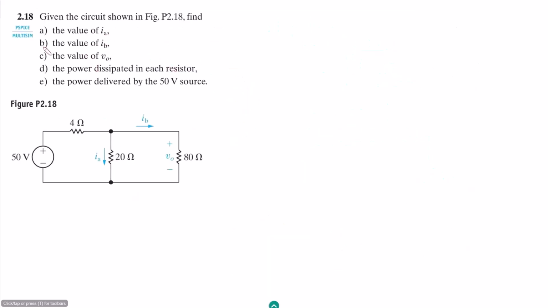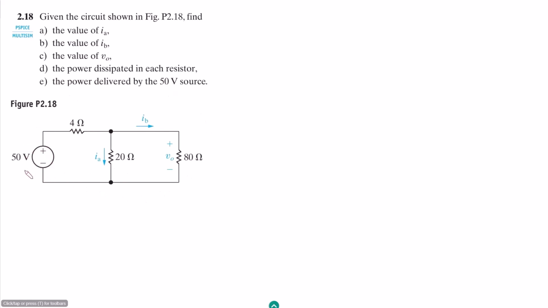Welcome back, guys. This is question 2.18 and the statement of it is: given the circuit shown in figure P2.18, find the value of IA, the value of IB, the value of V0, the power dissipated in each resistor, and the power delivered by the 50 volt source. So this is the circuit diagram.